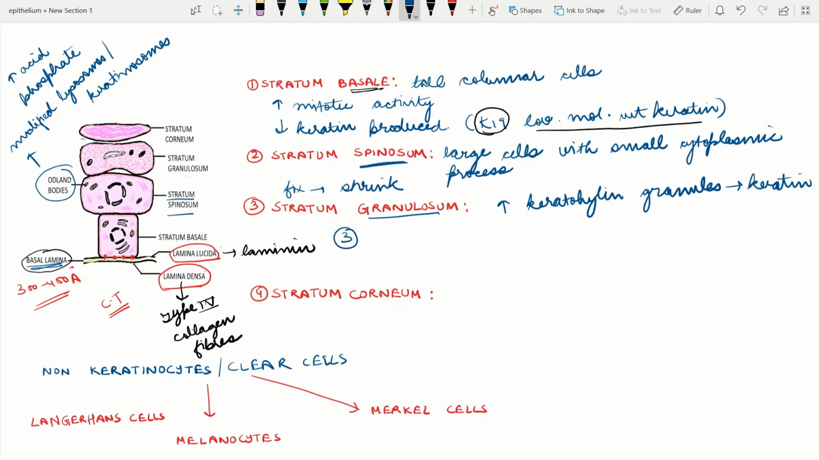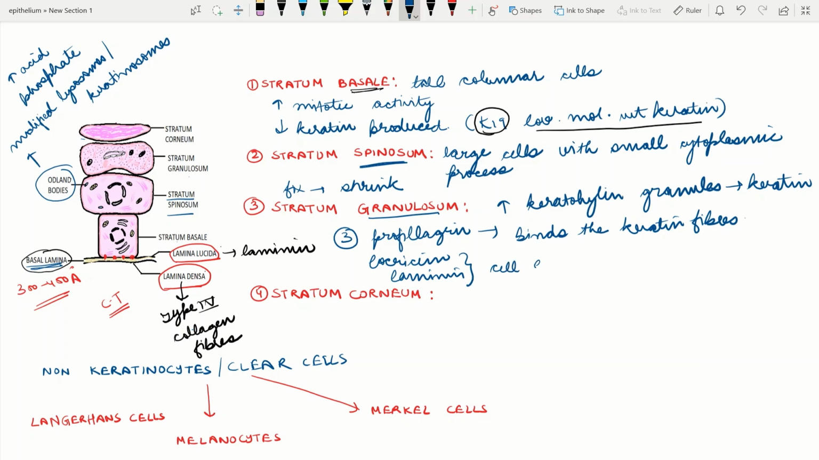So in this layer you will see three types of protein: profilaggrin protein, loricrin and involucrin type of protein. What is the function of profilaggrin protein? It binds the keratin fibers. And loricrin and involucrin protein will form a cell envelope. This cell envelope will reinforce the outer layer and prevent water loss.